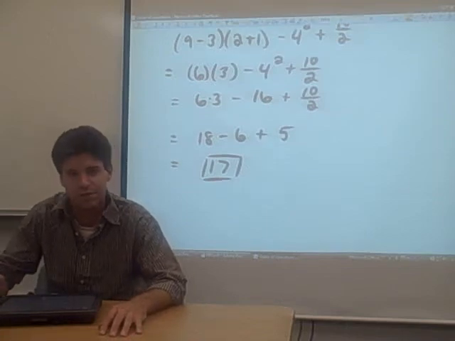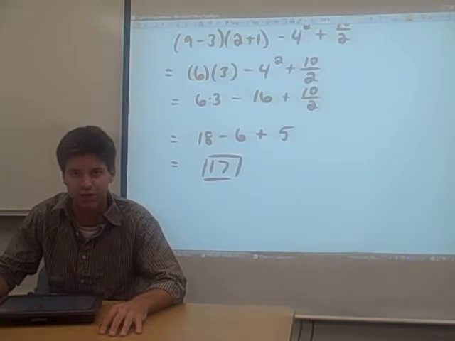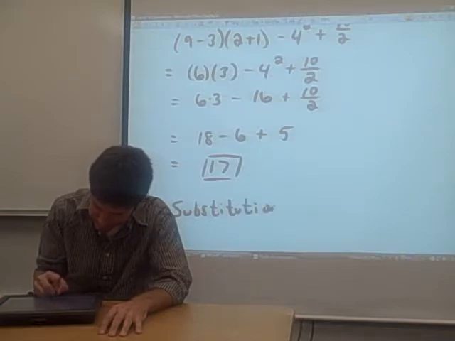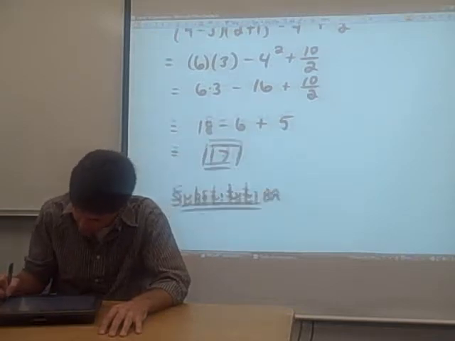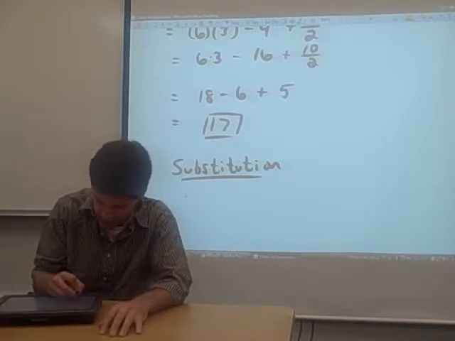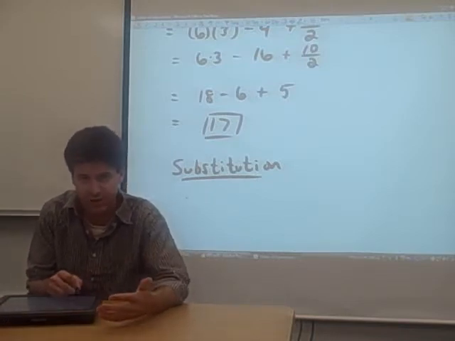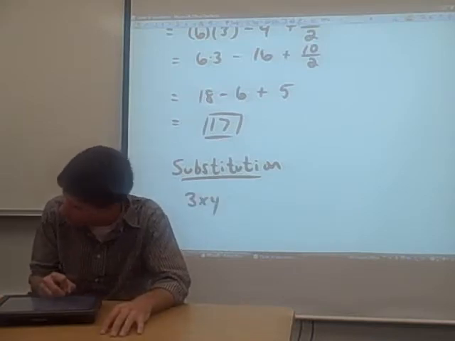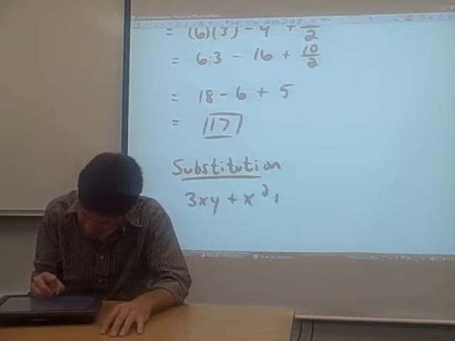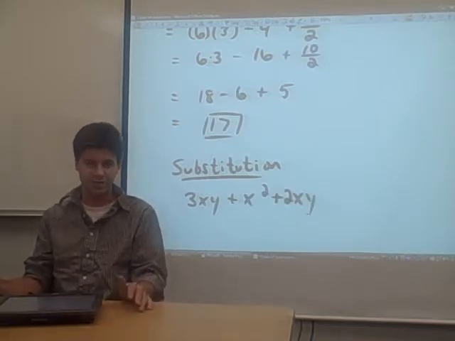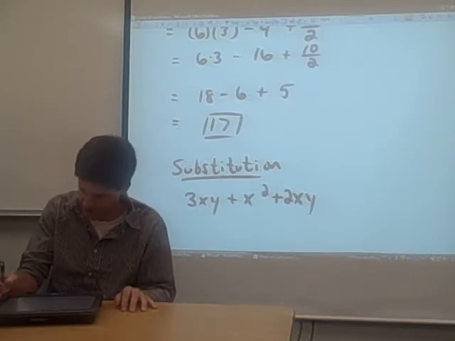Now we can use order of operations for another process as well, called substitution. An example of a problem for substitution would be something like this. You're given an algebraic expression, say for example 3xy plus x squared plus x, say 2xy. Something like that. It's a pretty ugly looking algebraic expression.